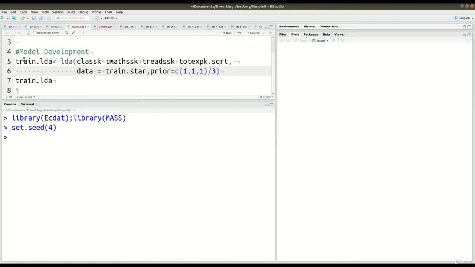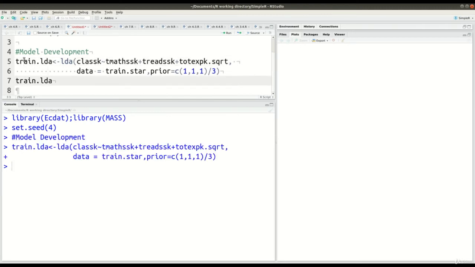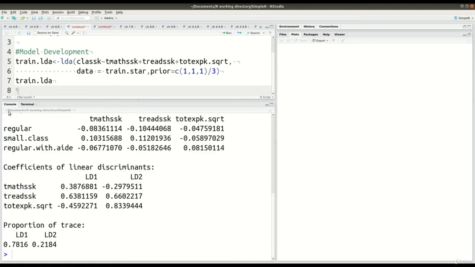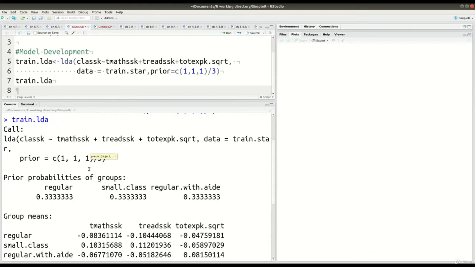Having explained all the arguments in the formula inside the LDA function, let's go ahead and run this. We're saving it as train.lda. Press Control Enter. It's done. Now with line 7 we're going to look at the results, and I'm going to try to interpret and explain what the results mean. So I press Control Enter in line 7, and we get this nice printout right here.